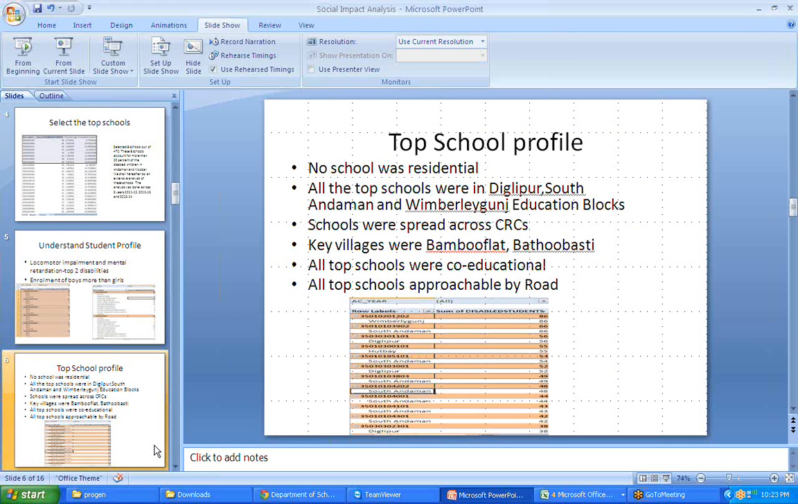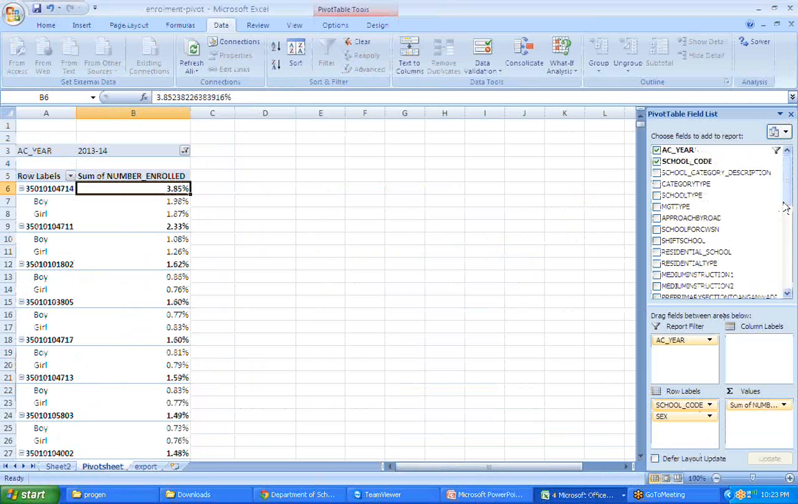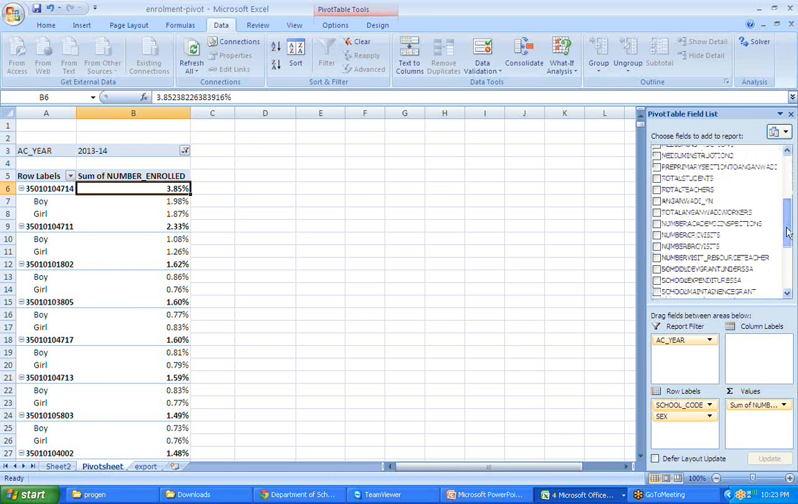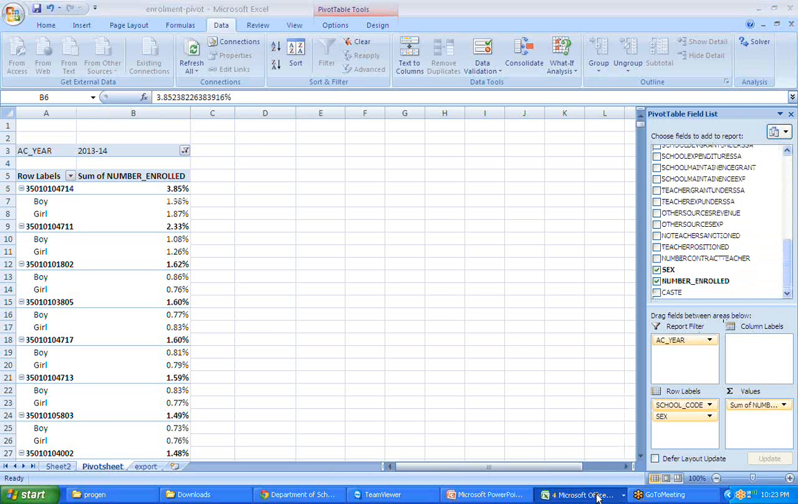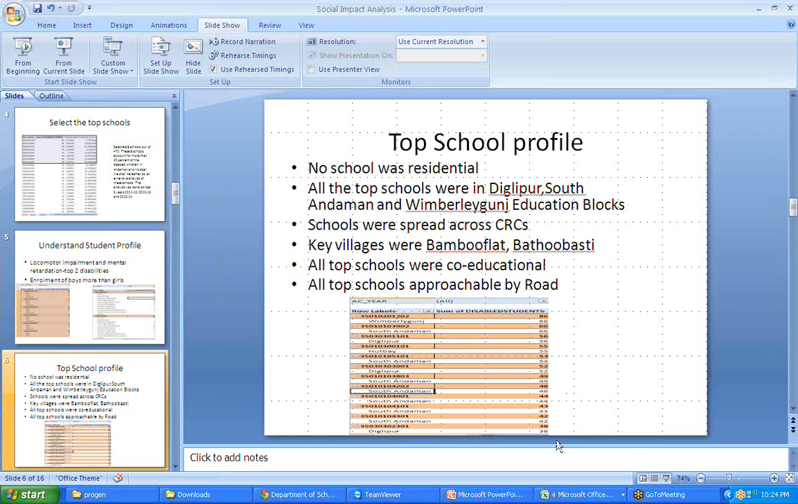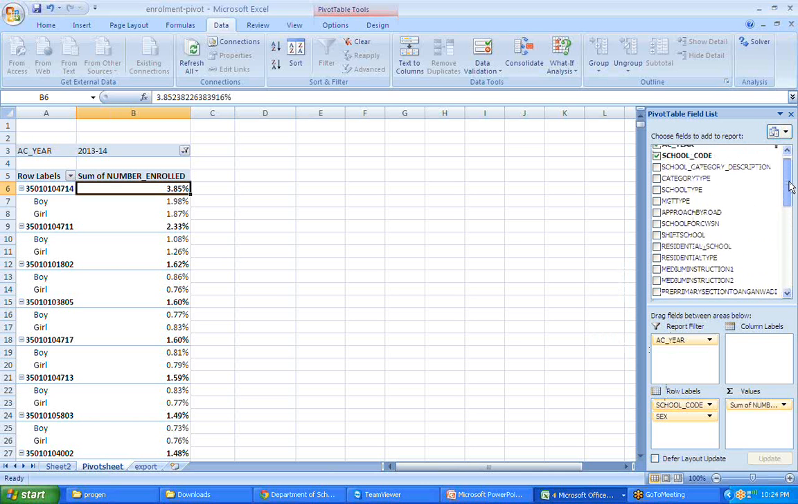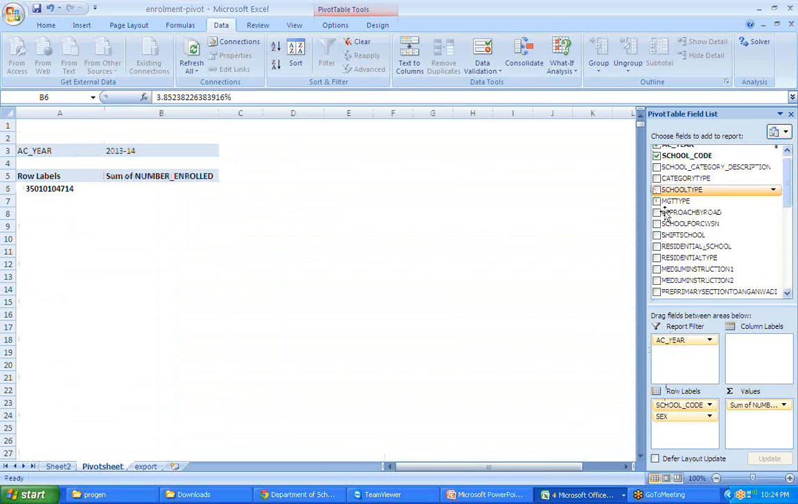Then next I look at the school profiles. So I open up a different sheet, I open up the enrollment, and I look at the number of schools and the types of schools which are there. If we look at it this way, we looked at it by sex. Of course, the boys were more than the girls, but there were some other parameters. For example, no school was residential.